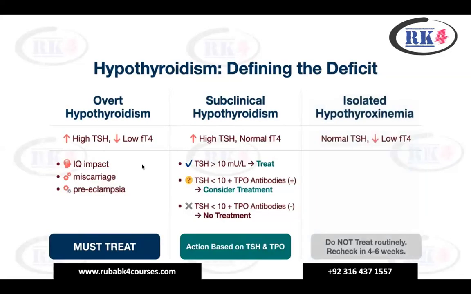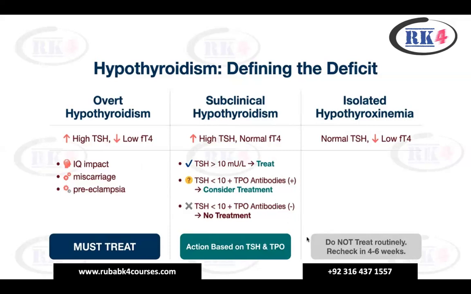Now there is a third type of hypothyroidism, which is called isolated hypothyroxinemia. So in this, what happens? There is normal TSH, but T4 levels are low. So what is recommended by the guideline? Do not treat it routinely, but all you have to do is recheck in 4 to 6 weeks.